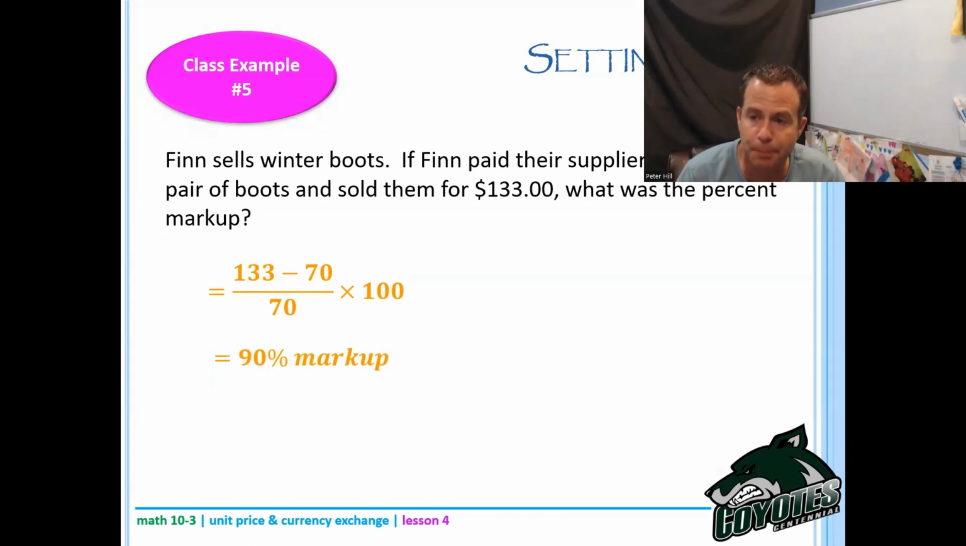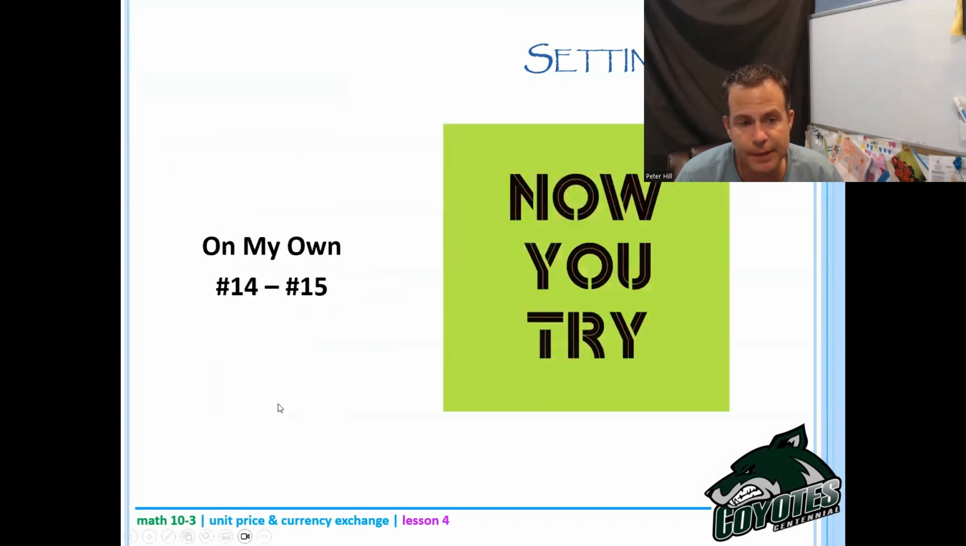Awesome. Now let's just pause on the markup question for a sec. You try questions 14 and 15. Make sure you're comfortable with that before we go to percent markdown. Okay, pause me, try them, and then come back when you're ready.